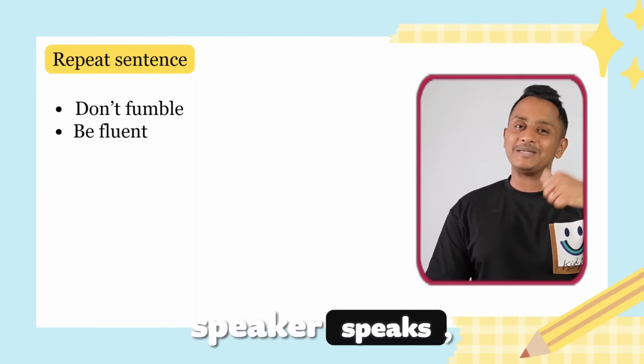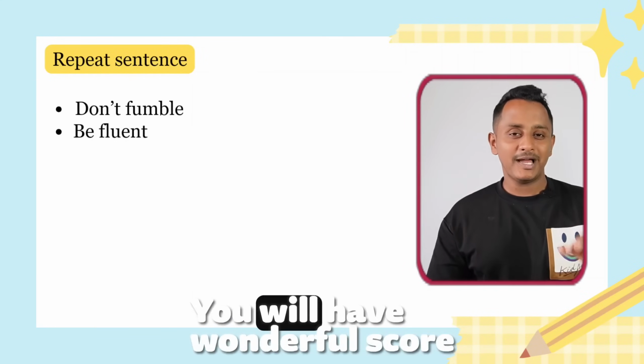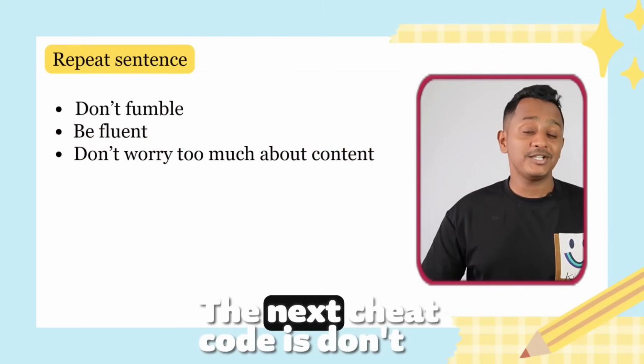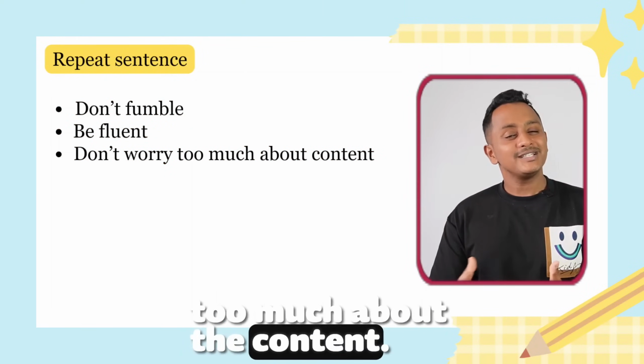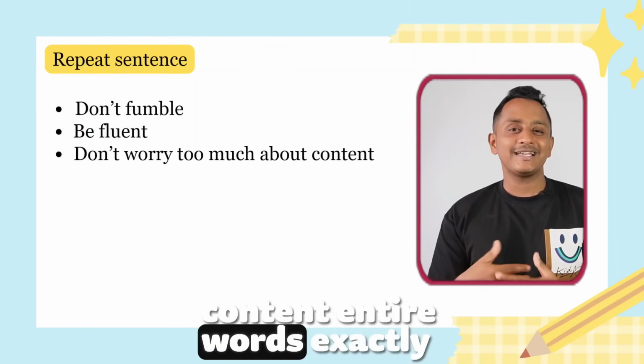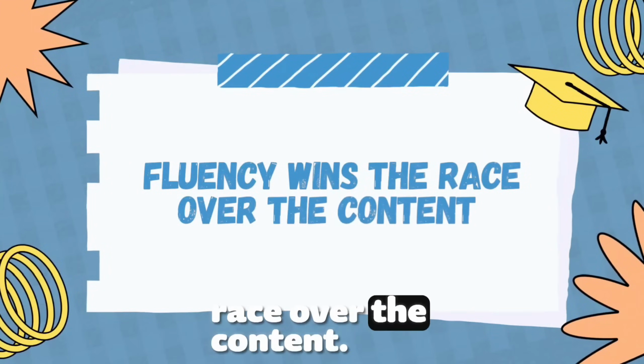Whatever the way the speaker speaks, the speed of the speaker, the pauses of the speaker, you just copy the same. You will have a wonderful score from repeat sentence towards your speaking and listening. The next cheat code is don't worry too much about the content. Psychologically, we think, if I give all the content, entire words exactly matching in the repeat sentence, I'll get more marks. No, you don't get more marks. Your fluency actually wins the race over the content.